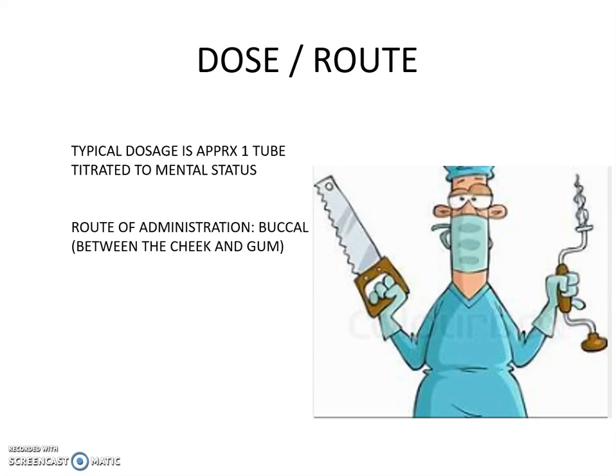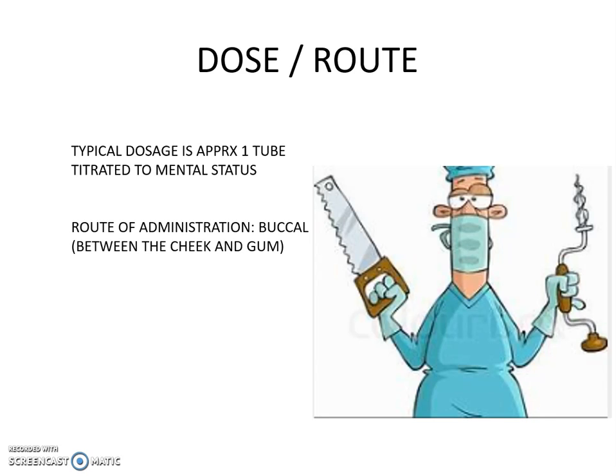The dose and route. Your typical dose, there is no one standard dose for oral glucose. We're going to titrate this to their mental status, so we're going to just keep giving them a little bit at a time until their mental status improves. This is usually approximately 1 tube before the mental status is well enough to where they can follow commands, they can swallow, and then it would be more appropriate to switch from this to some type of food, things like eggs, peanut butter and jelly, something a little more complex.